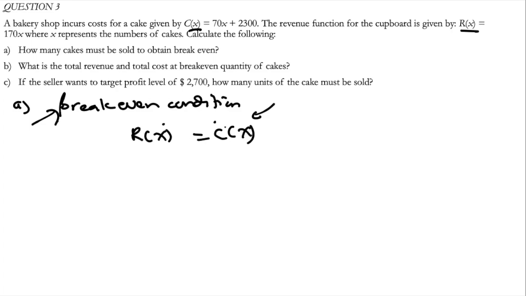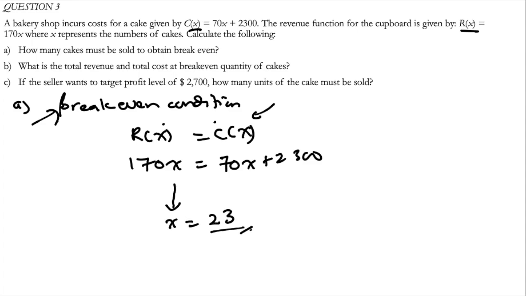So break-even condition, R equal to C. R equal to C is what? It's a break-even condition. So here, 170x equal to 70x plus 2300, and then you rearrange it, and show all the steps until you get x equivalent to 23. So that is the quantity that can give you break-even.